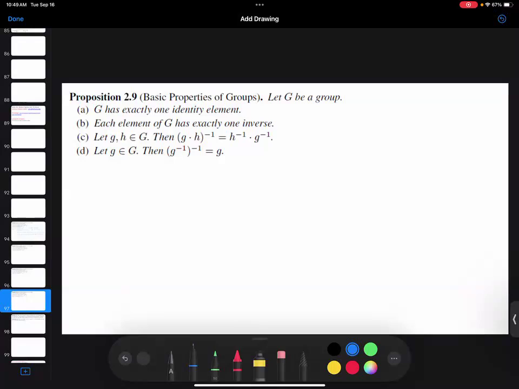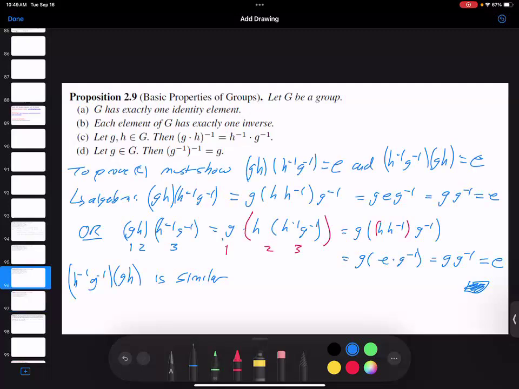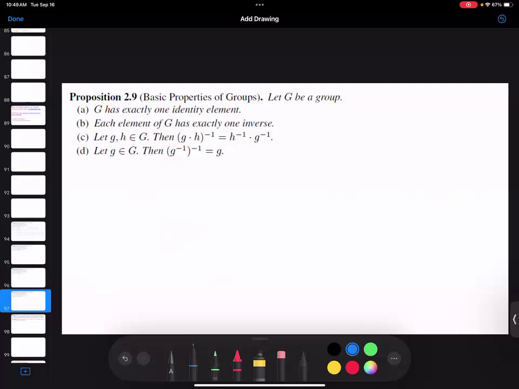Any thoughts about how we could try to prove G inverse inverse is G? So what made C nice is I told you what the inverse of GH is. The inverse of GH is going to be H inverse G inverse, and then you just go through and show that it works. What am I telling you the inverse of G inverse is? G. What should we do?